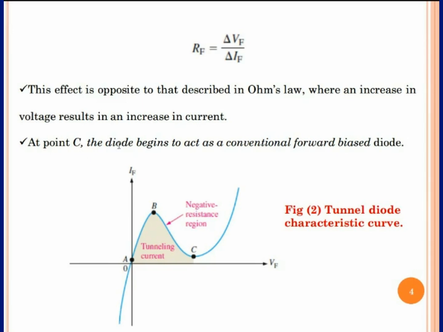At point C, the diode begins to act as a conventional forward bias diode. In a conventional diode, the current after the onset voltage is due to the forward bias conditions, associated with electrons crossing the potential barrier, not through the tunneling process. So after the voltage point C, let us say V_C, once the voltage crosses V_C, the diode current is through the barrier crossing of the electrons, not the tunneling process. So this behaves like a normal diode.